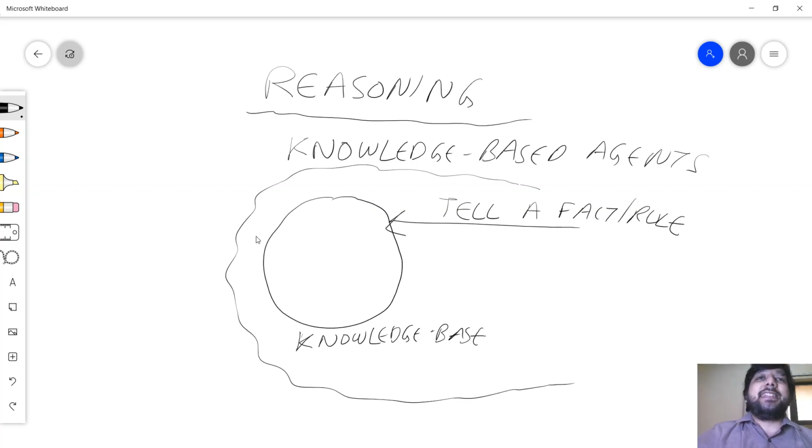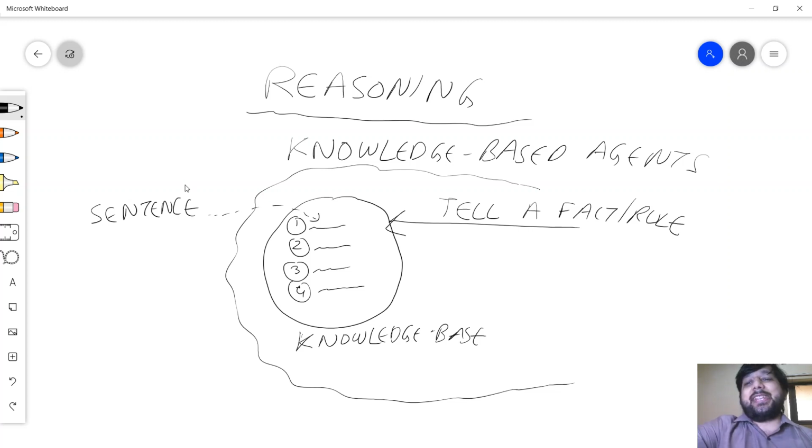And when you tell the agent something, what it does is it writes all these things down. So whatever you tell, it will write it down. And these are the things which I will call a sentence. So the same English language meanings.